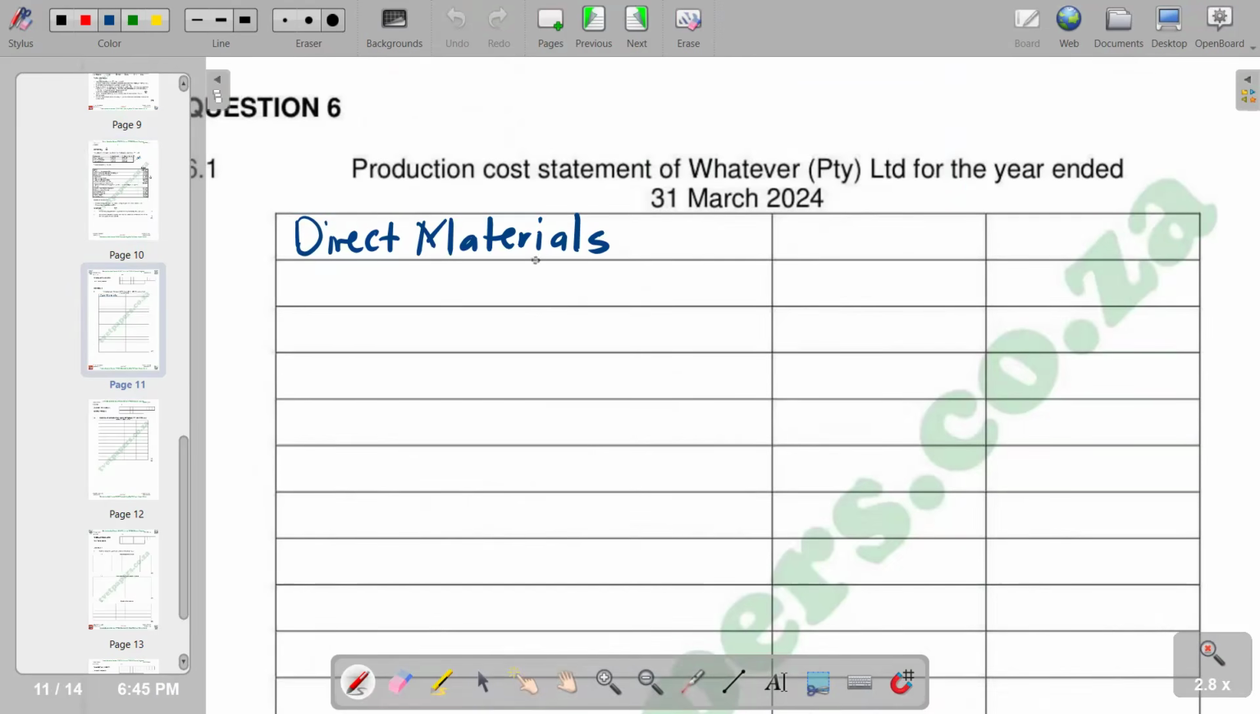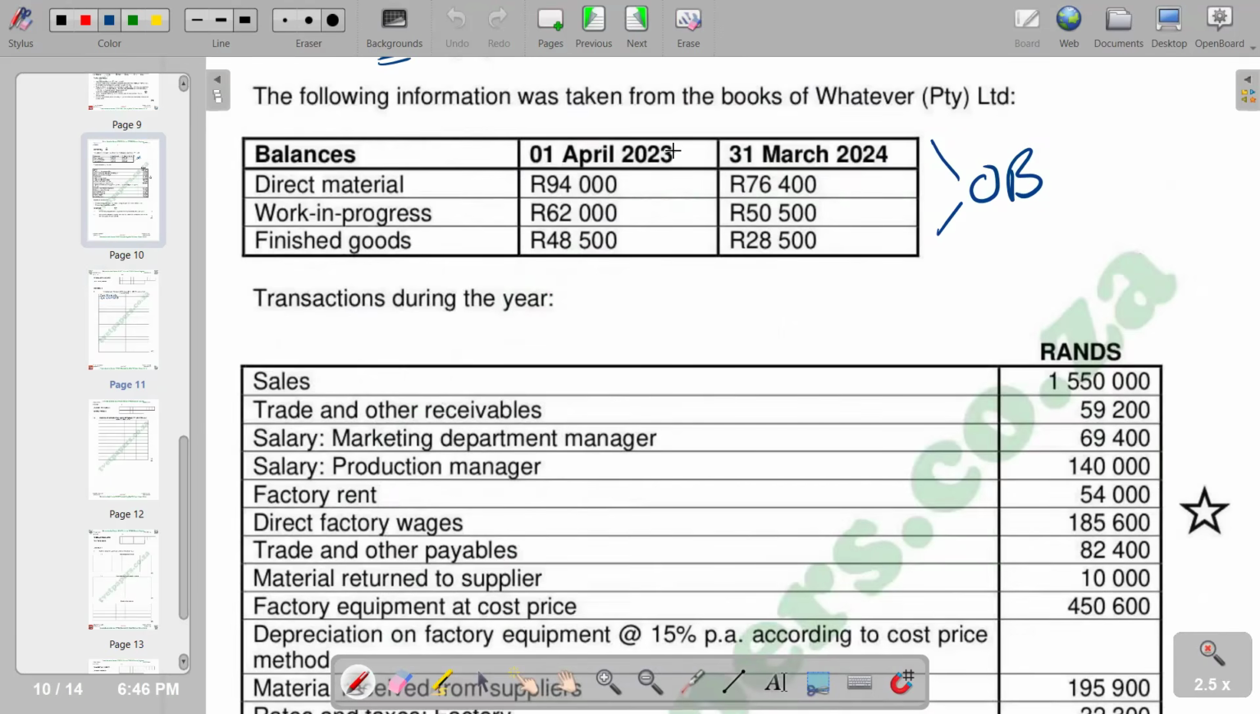So direct materials, we are going to have our stock. We are saying 1 April 2023, so 01 04 2023 is indicated as our opening balance. And of course, for direct materials, we've got an opening balance of 94,000.